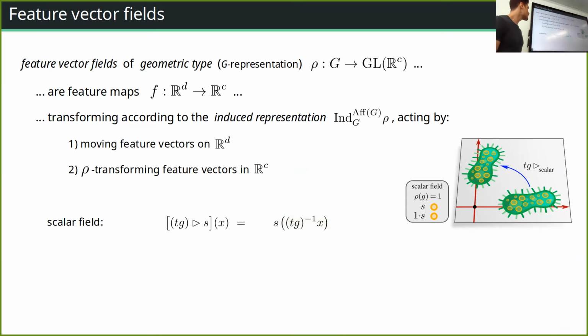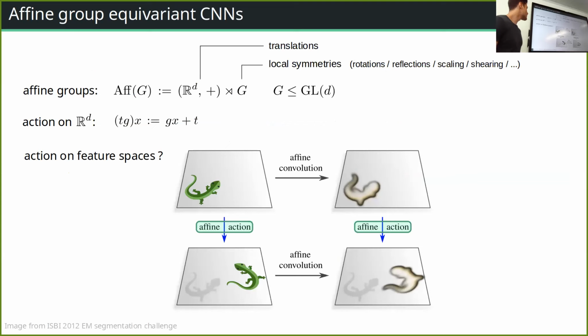Wait, let me go one slide back. So our symmetry group is this affine group of G, which consists of translations and then these local symmetries, which would be rotations or reflections or so. And you can choose G. So many people just look at, let's say you have images, you want rotation equivariance, and in 2D you would have that G is SO(2), the rotation group. In 3D you would have SO(3), or if you would have rotations and reflections, you would have O(2) or O(3).